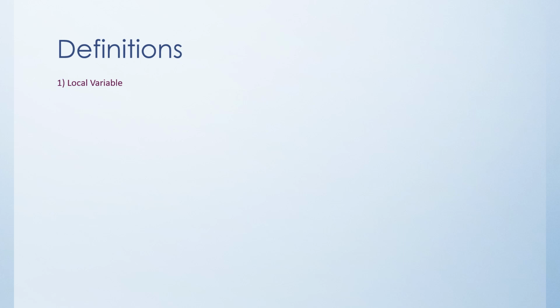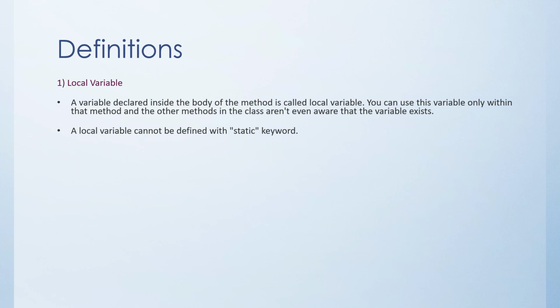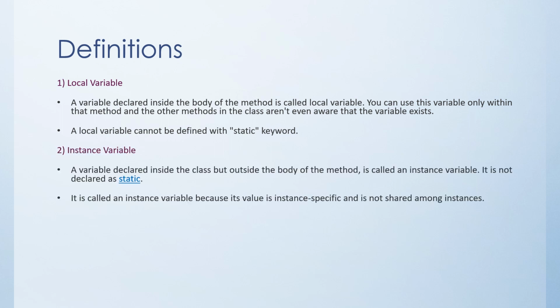The definition of the local variable: a variable declared inside the body of a method is called a local variable. You can use the variable only within the method, and other methods in the class aren't even aware that the variable exists. A local variable cannot be defined with the static keyword. Instance variable: a variable declared inside the class but outside the body of the method, and not declared as static, is called an instance variable. It is called an instance variable because its value is instance specific and not shared among instances.